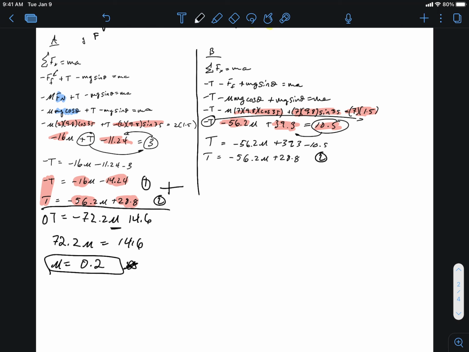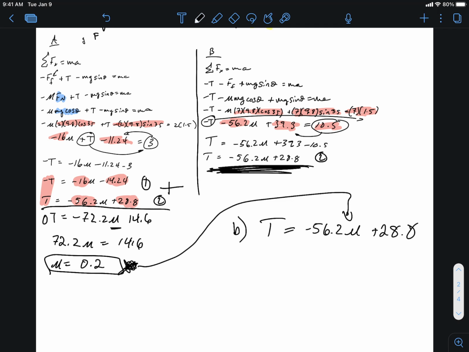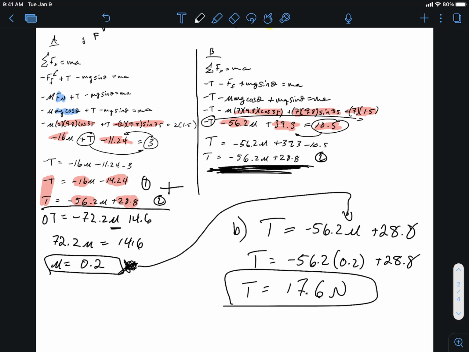I now know what mu is. Well, you have 2 equations that describe how to find tension. That's part B. So just use it. T equals, you take mu and you plug it in for where you see it in that equation. You get tension should be equal to, you should get... that was a lot, guys.